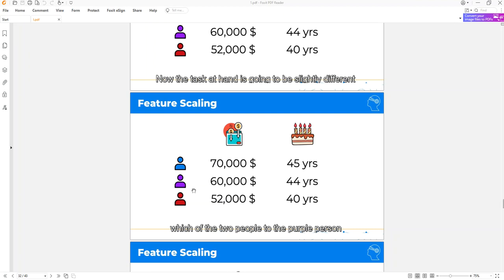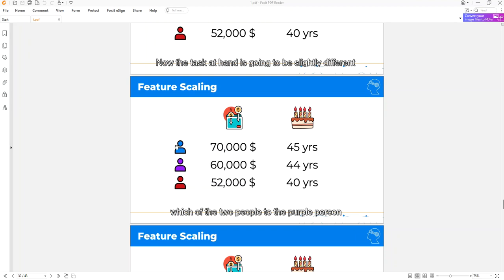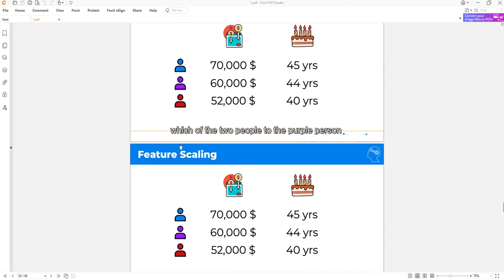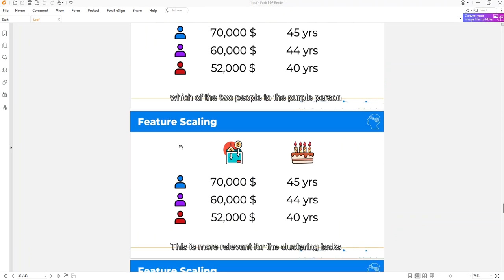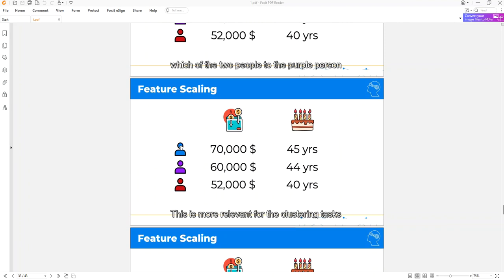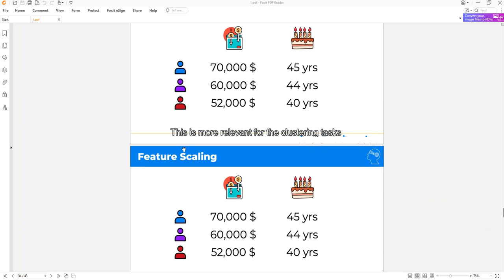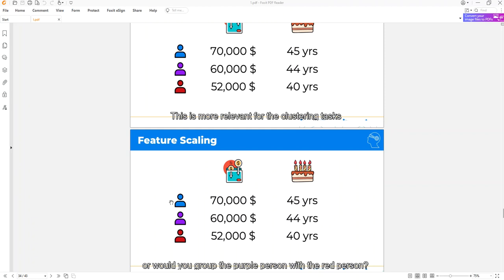So I would like you to think about that for a moment. Is the purple person closest to blue or closest to the red person? Once your thought process is done, you can pause the video and think about that, but I'll continue my lecture here. This is more relevant for the clustering task, which is again one of the machine learning branches we will be covering, but we'll come back to it once we hit that chapter. For this kind of scenario, we apply feature scaling.